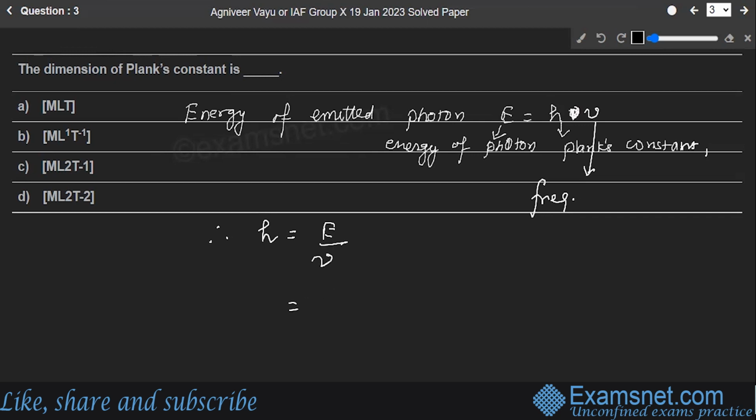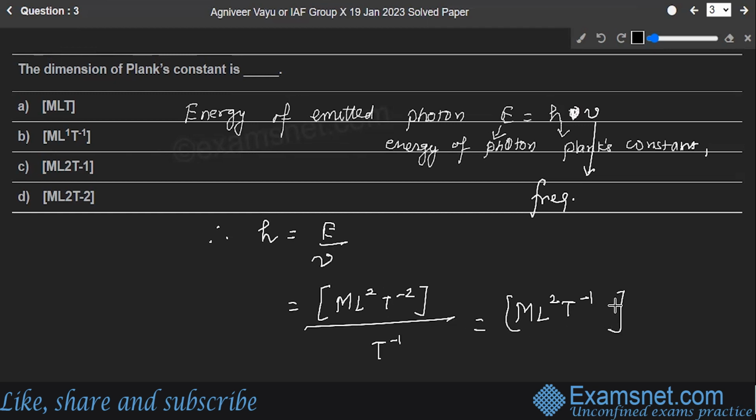What are the dimensions for energy? It is ML square T raised to power minus 2. And for frequency, it's T raised to power minus 1. That makes it ML square T raised to power minus 1. These are the dimensions for the Planck's constant H. So ML square T raised to power minus 1. This is your option C. This is the correct answer. Hope you understood this. Let's move to the next question, number 4.